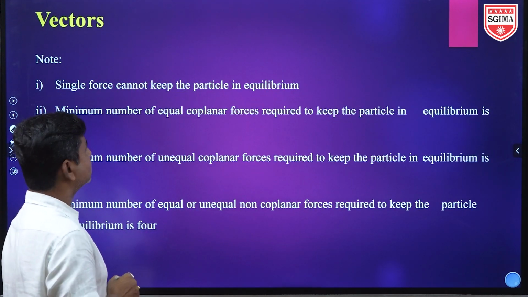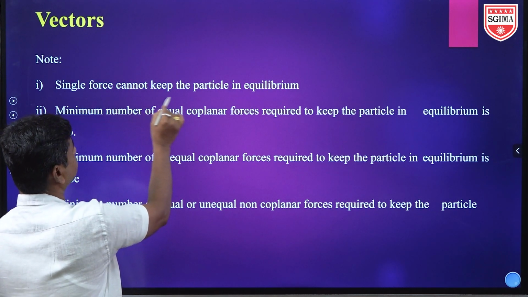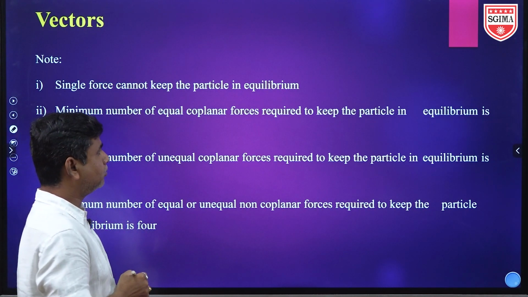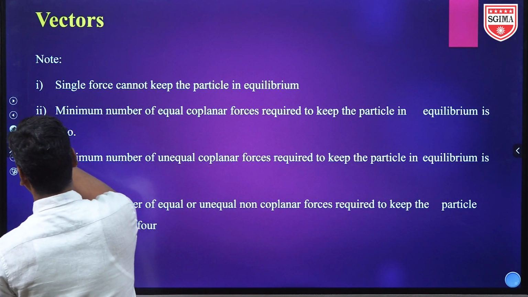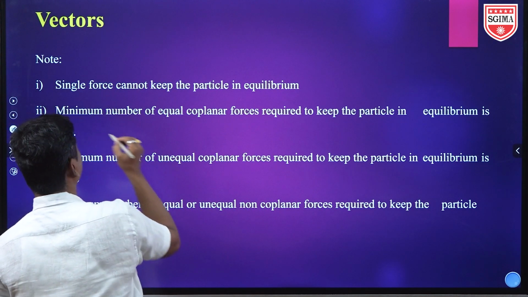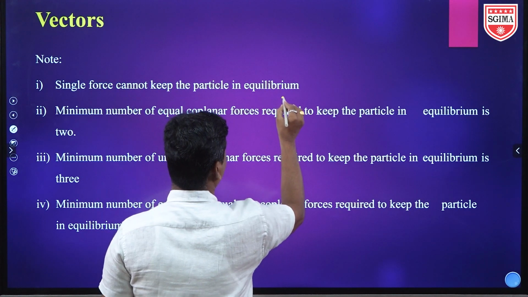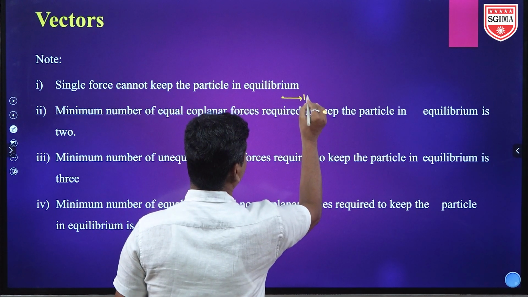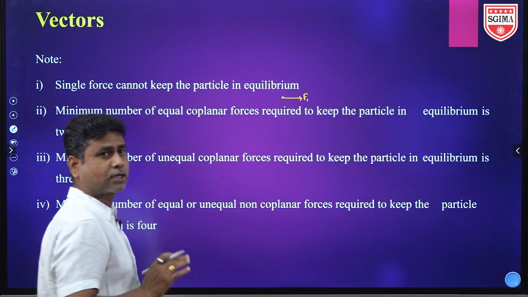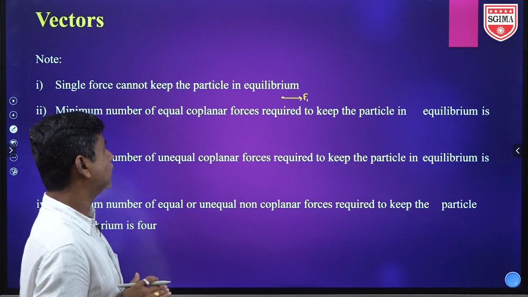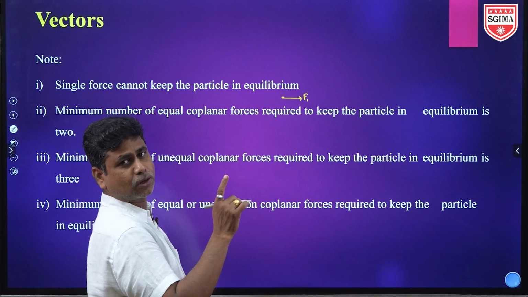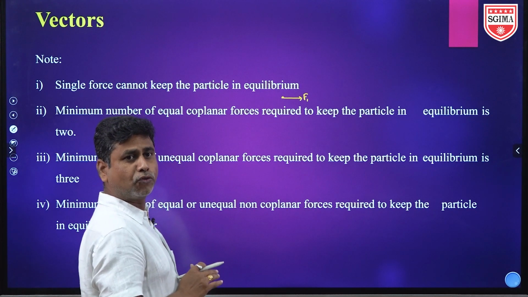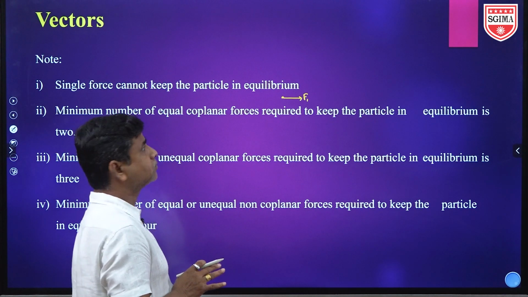Here we will observe some note points. A single force cannot keep a particle in equilibrium. For example, if one particle is taken and only one force acts on it, this force cannot keep it in equilibrium, because when a single force acts on a particle, the particle moves along the direction of the force.